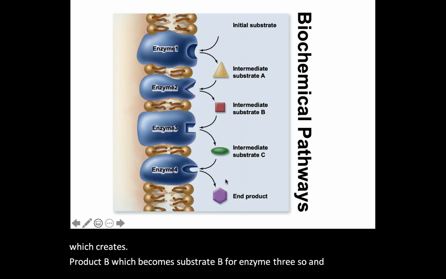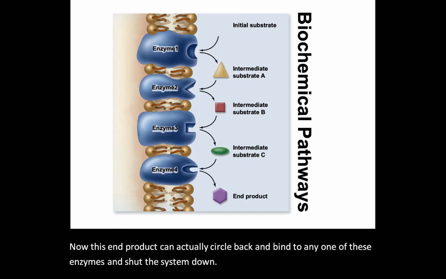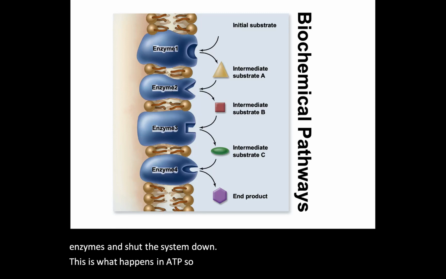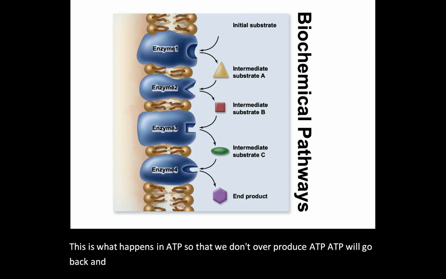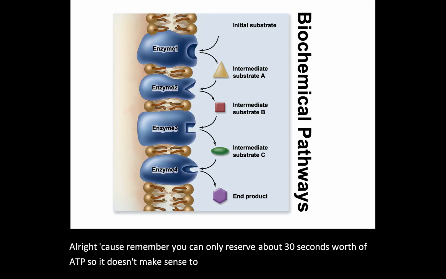Now this end product can actually circle back and bind to any one of these enzymes and shut the system down. This is what happens with ATP, so that we don't overproduce ATP. ATP will go back and bind to an enzyme within the metabolic pathway that'll shut it down. Because remember, you can only reserve about 30 seconds worth of ATP, so it doesn't make sense to produce 3 minutes worth of ATP. You're never going to use it. You're going to waste it.